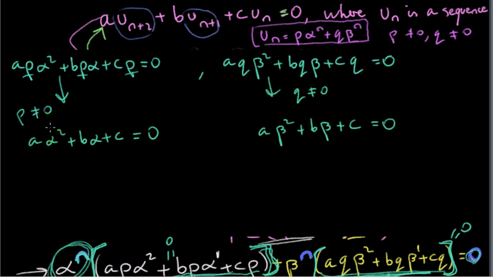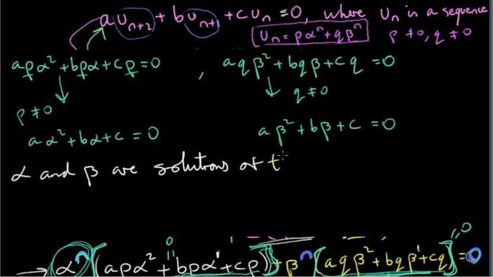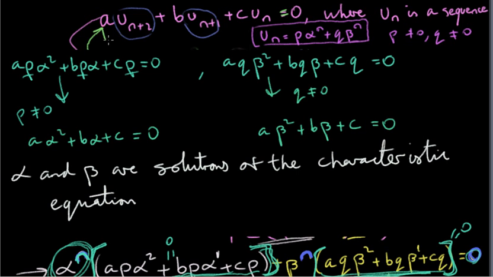So what you can see now is that alpha and beta are solutions of what's called a characteristic equation. The characteristic equation is got from our difference equation. We replace un plus 2 with x squared, replace un plus 1 with x, and we just leave off the un here.